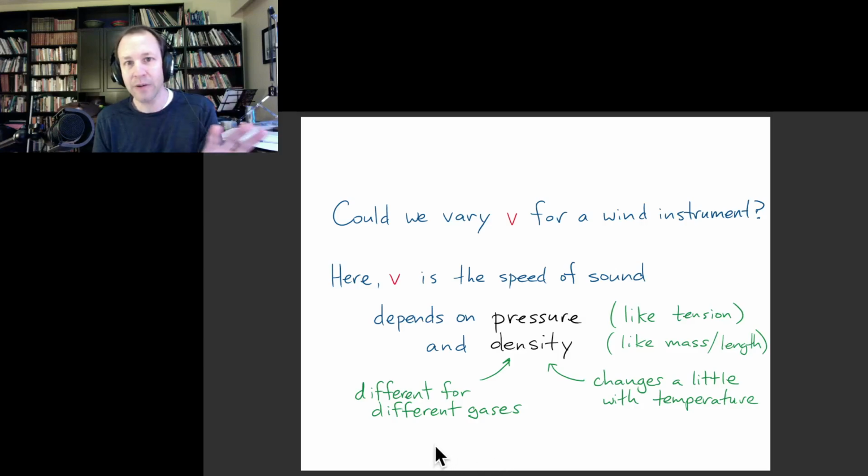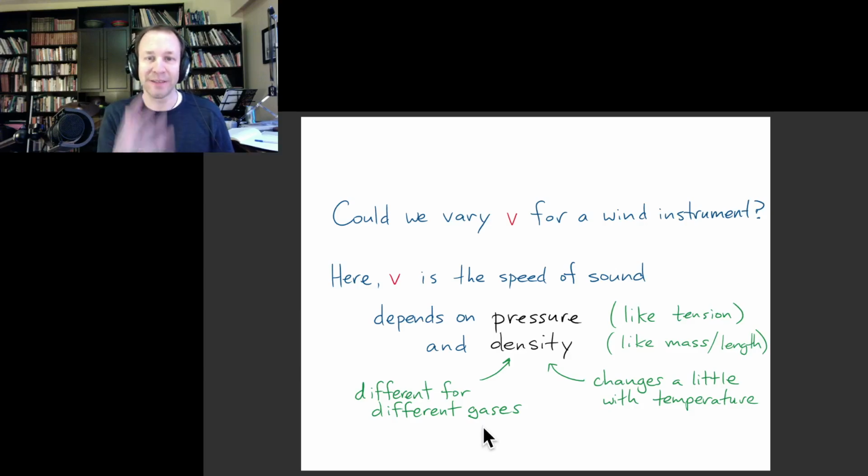I want to point out that one way you could make a dramatic change in the density of air would be to replace the air in your instrument with a different kind of gas. You can see various videos, and I'll again put a link below, where people are switching out the air in their instrument with helium or other kinds of gases that have a significantly different density.